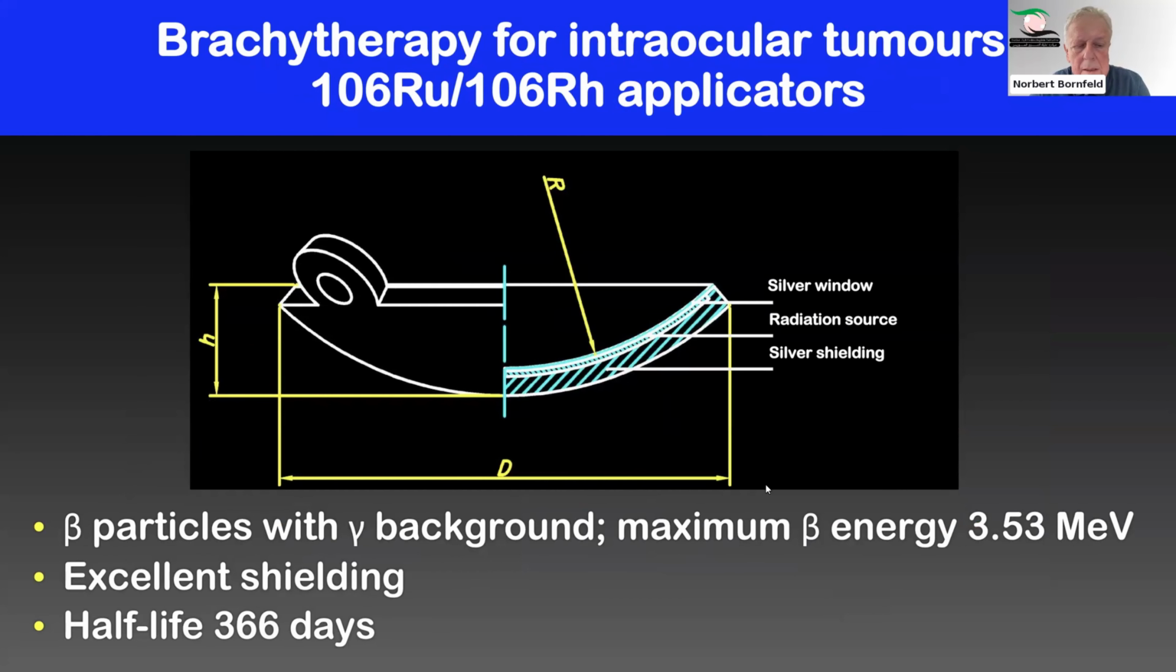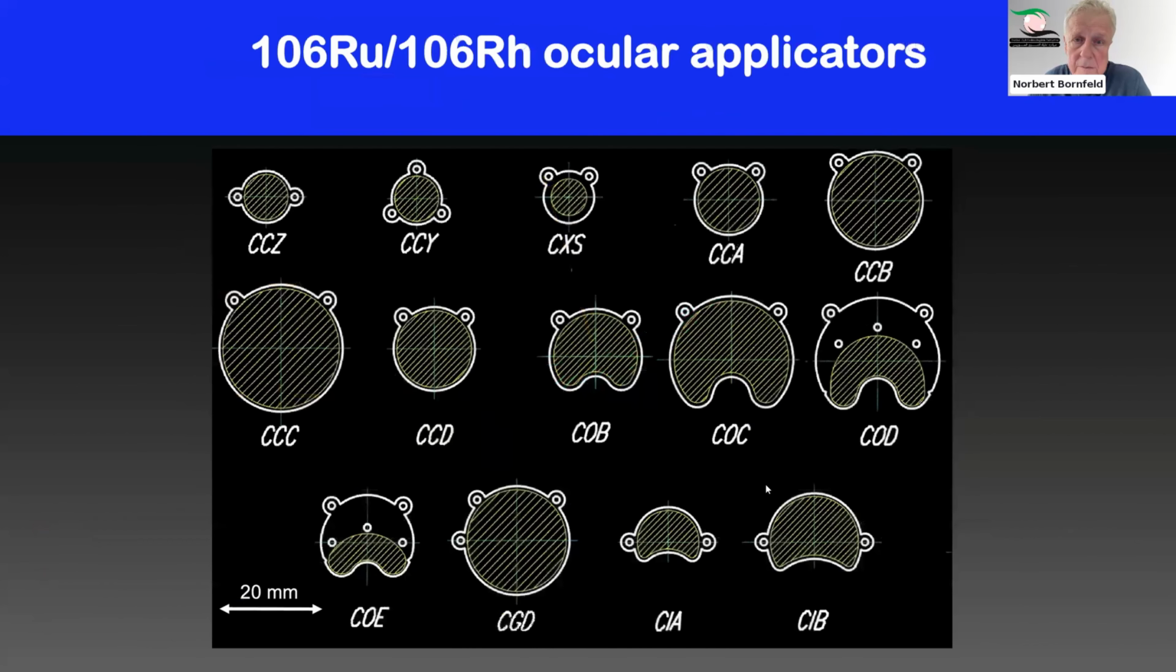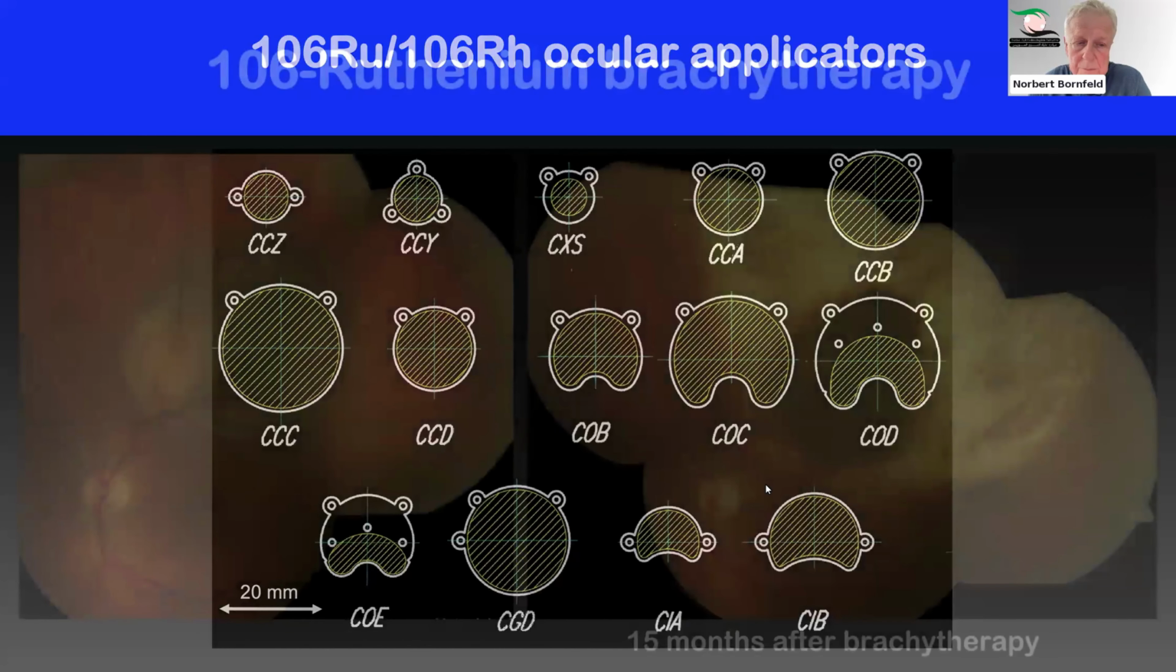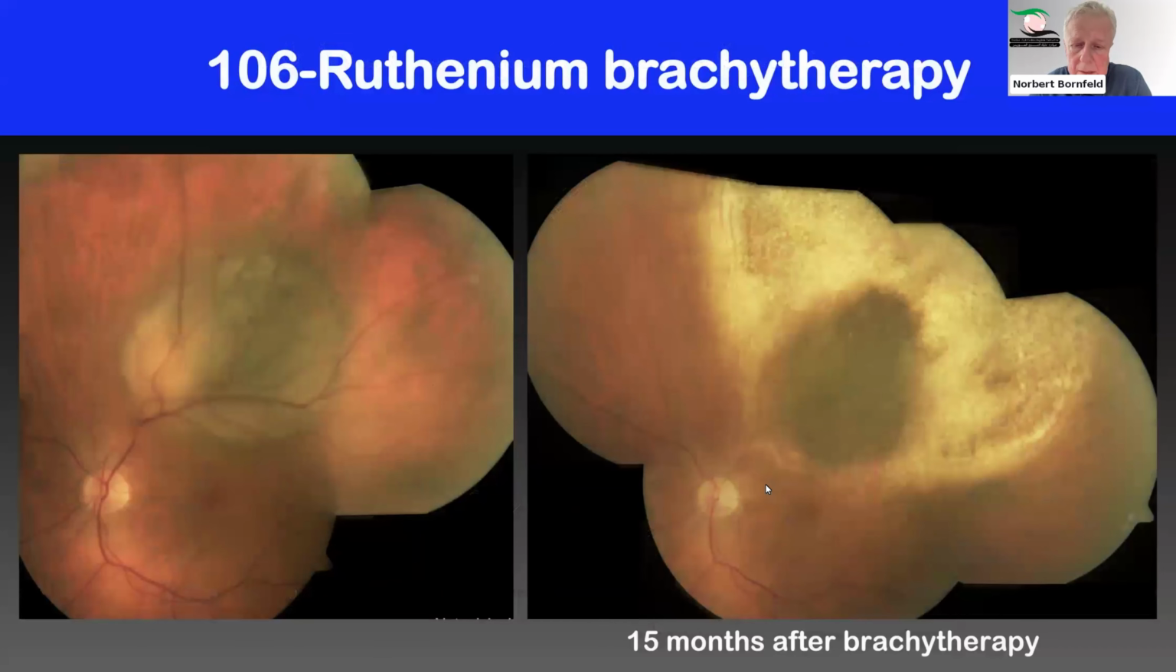Ruthenium plugs, these are beta particles with gamma background, and an excellent shielding. They have a long half-life of a year that makes the treatment more cost-effective. These applicators can be used for 2 years at least, and that reduces, of course, the cost. There are a lot of applicators available to fit all the clinical situations: large tumors, small tumors, tumors adjacent to the optic disc. Whatever you see, you will get an appropriate ruthenium plug for that.